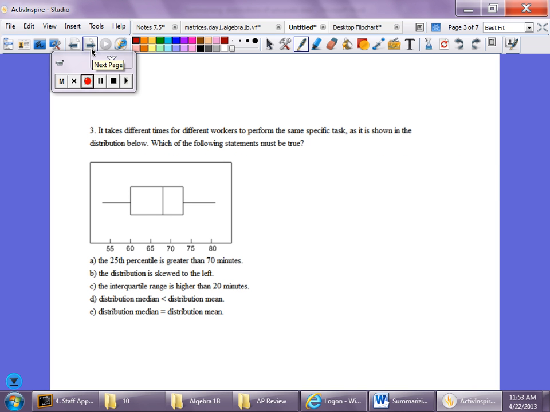Number 3, we have a box. Oh, so this is not in order for some reason. Okay. So number 3 is on the back. We have a box plot.